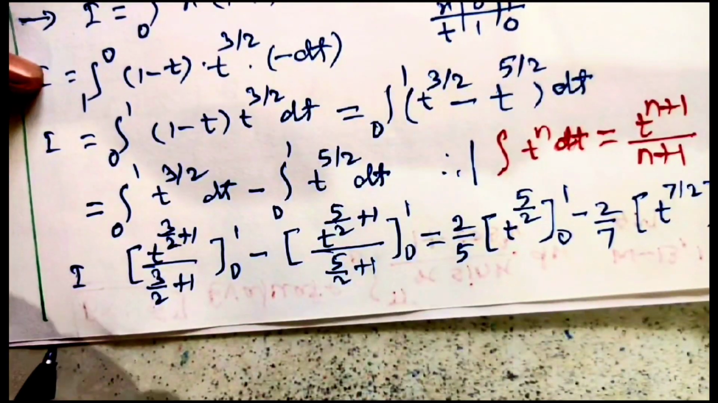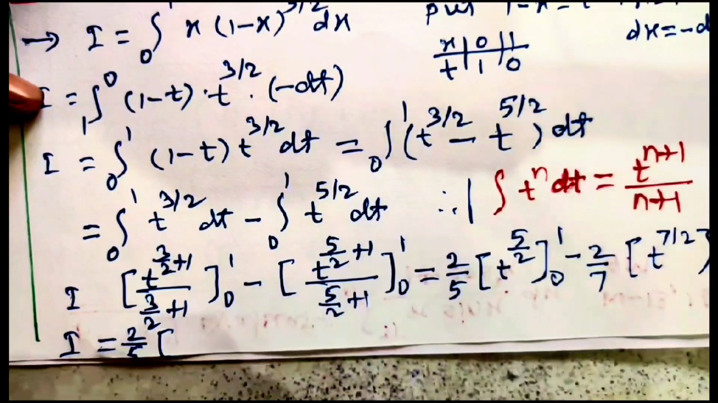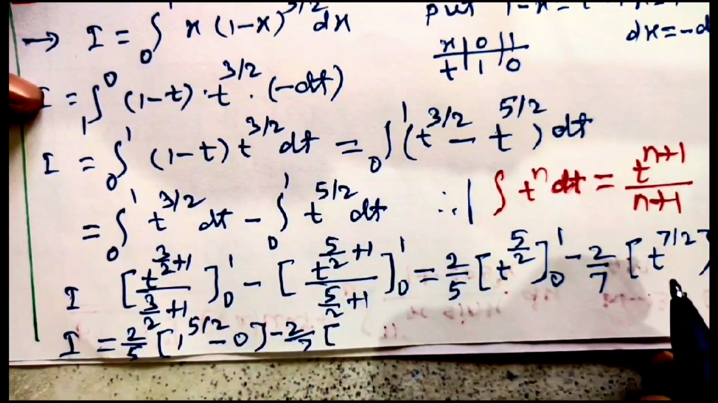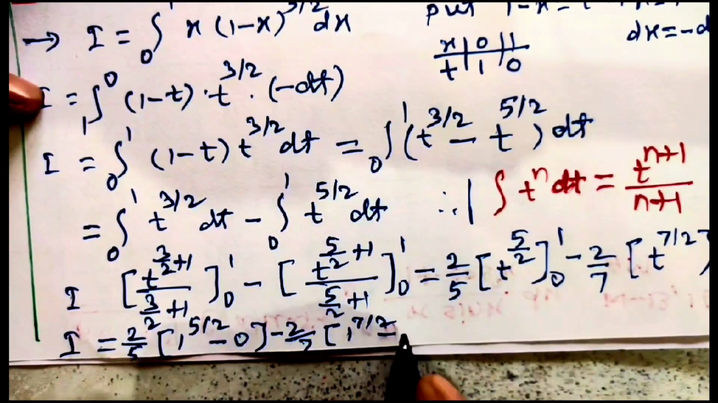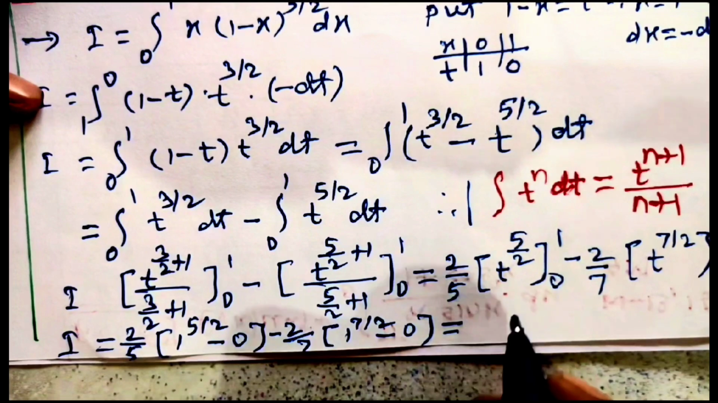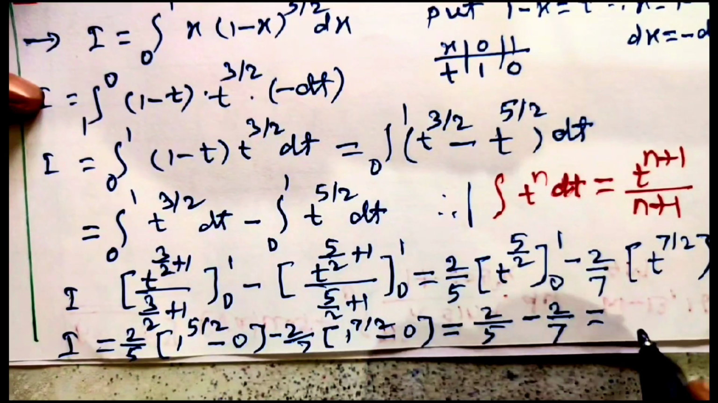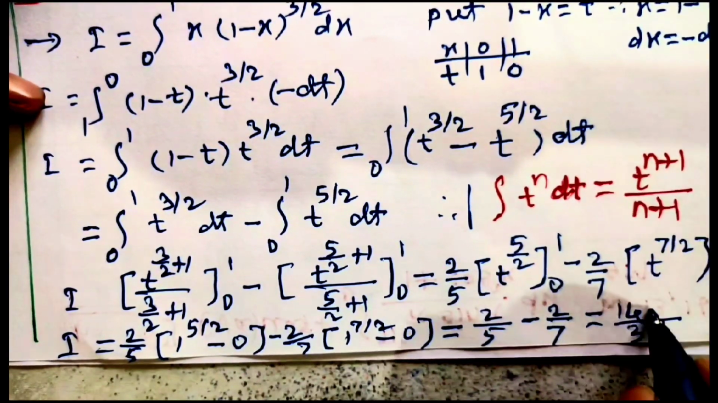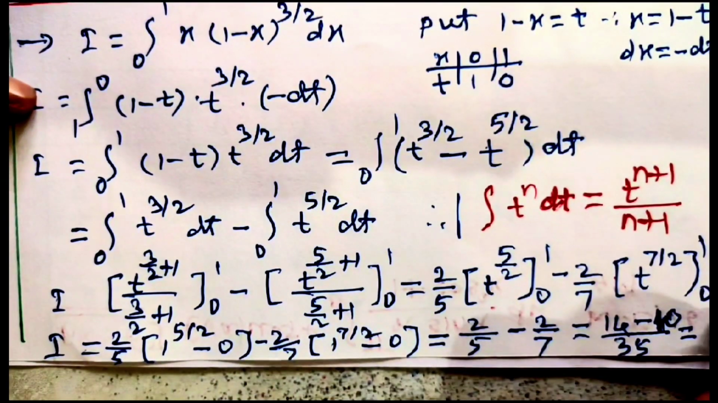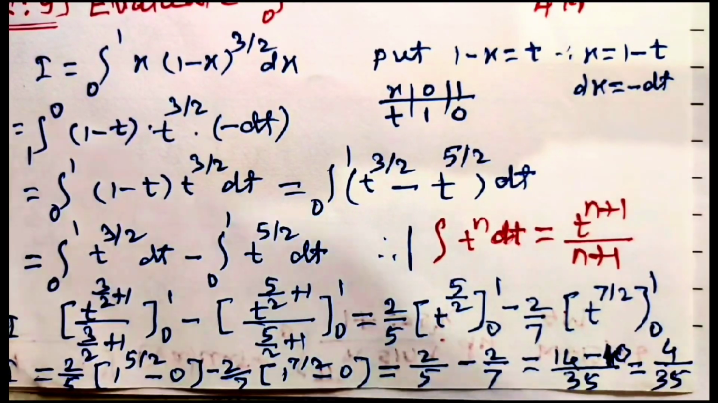Substitute limits. Hence I is equal to 2 upon 5 and then t to the power 5 upon 2, that is 1 to the power 5 upon 2 minus 0, minus 2 upon 7 into the bracket 1 to the power 7 upon 2 minus 0. 1 to the power 5 upon 2 is 1, 1 to the power 7 upon 2 is also 1. So 2 upon 5 minus 2 upon 7, and this is equal to, with LCM 35, 14 minus 10, and 14 minus 10 is 4. So 4 upon 35. 4 upon 35 is its answer. Hence the value of I is 4 upon 35.